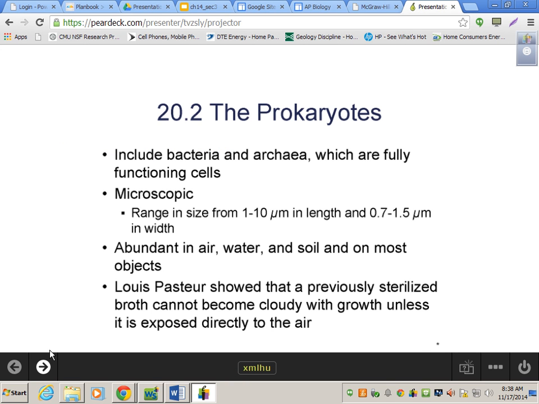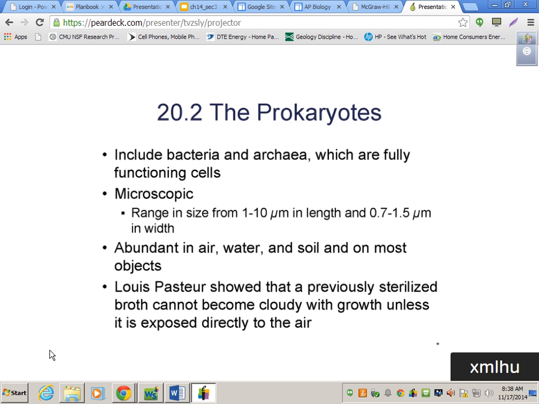So today we're going to be talking about prokaryotes. Now I didn't mean to mention algae when I was talking about prokaryotes. Let me remove that from your brain right now because algae are definitely not prokaryotes, but I was talking about flagella. So these include bacteria and archaea, those two major domains and kingdoms, right? Don't forget, those are domains and kingdoms, which are fully functional cells.